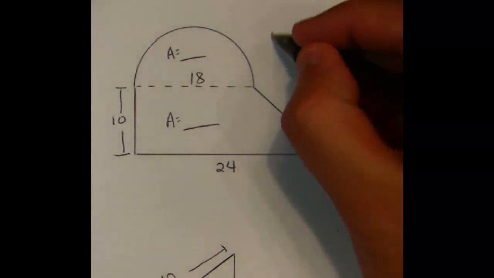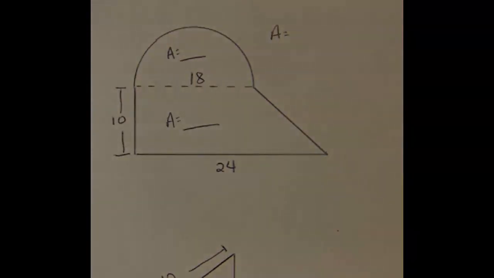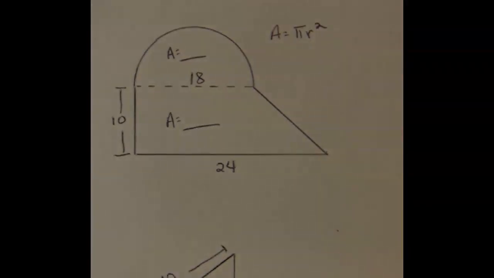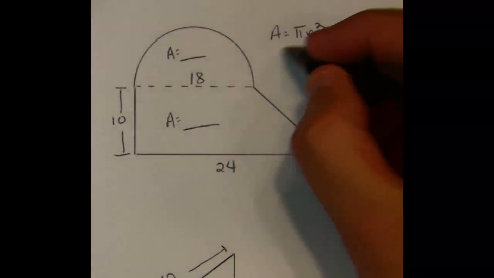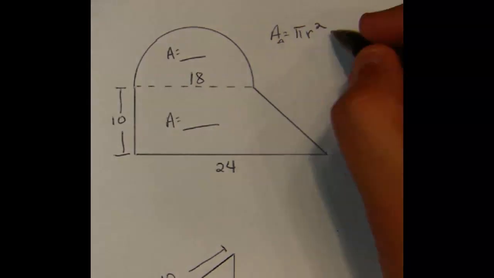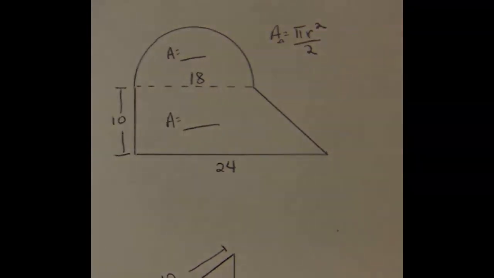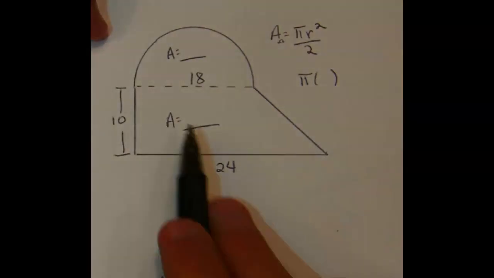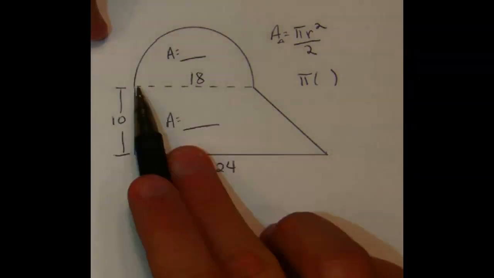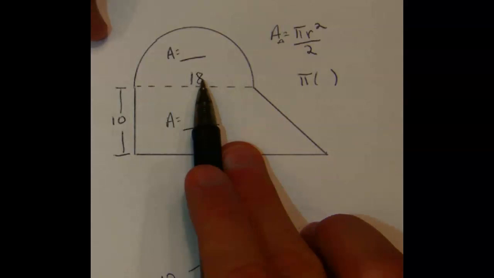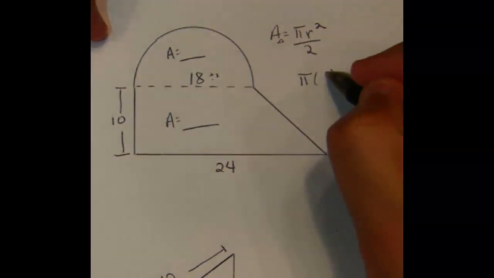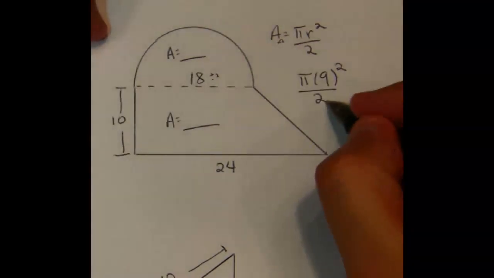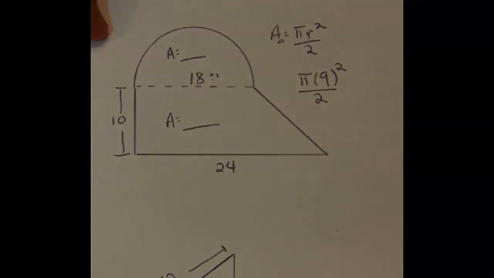Well, first of all, let's write down the formula of a circle. Formula of a circle is area is equal to pi r squared. Well, this is half of a circle. So the area of a semicircle would be pi r squared divided by 2. Alright, let's see what we have. We have pi, and now we need the radius. Well, 18 is the diameter, so it's going from one end to the other. In order to get the radius, of course, we'll divide this by 2, and that will give you 9 squared. And then we divide the whole answer by 2 in order to get the answer to the semicircle.